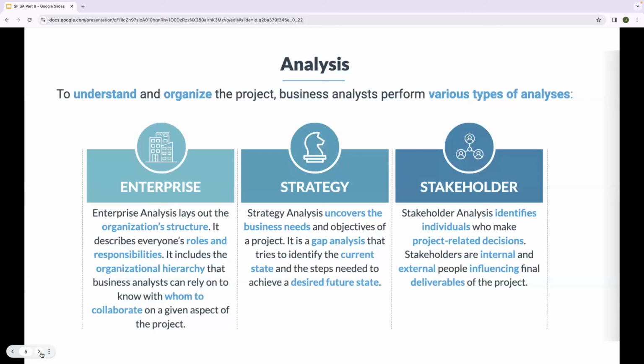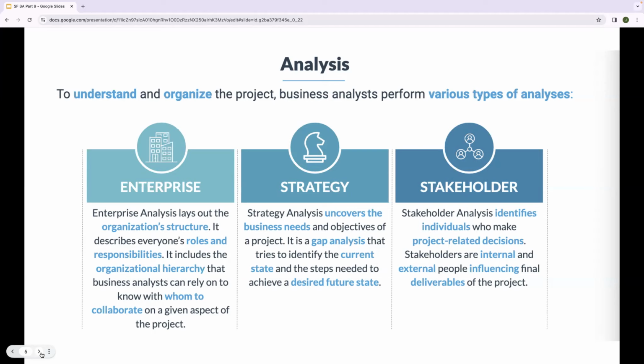Analysis. To understand and organize the project, business analysts perform various types of analysis. Enterprise analysis lays out the organization structure. It describes everyone's roles and responsibilities. It includes the organization hierarchy that a business analyst can rely on to know with whom to collaborate on a given aspect of the project.